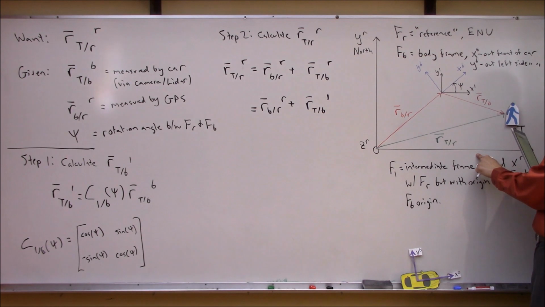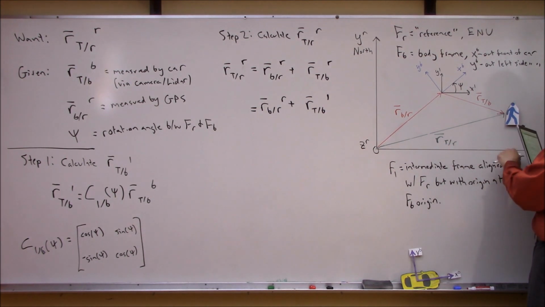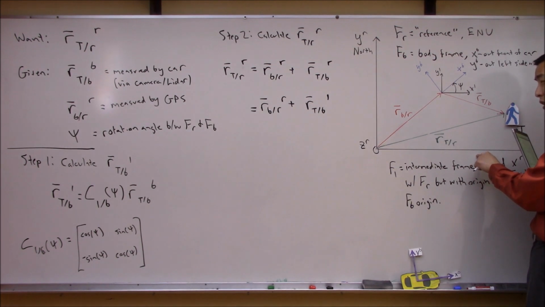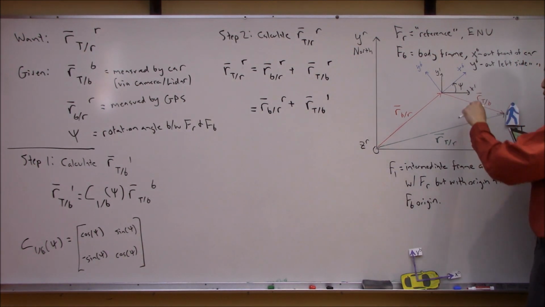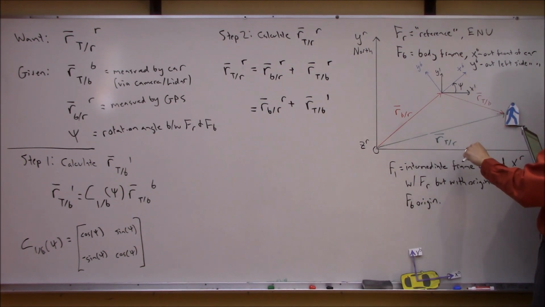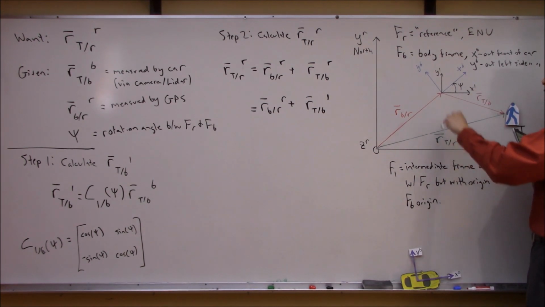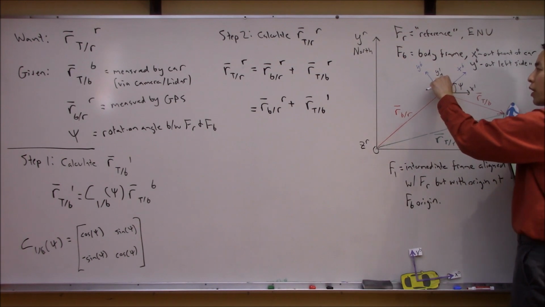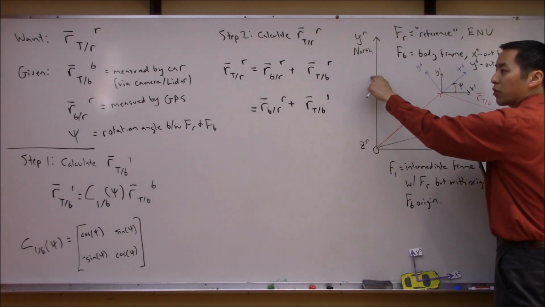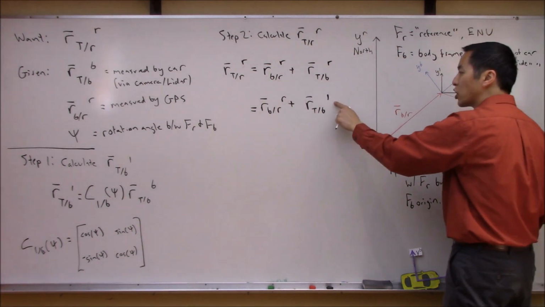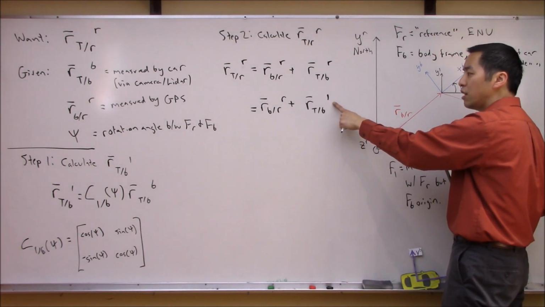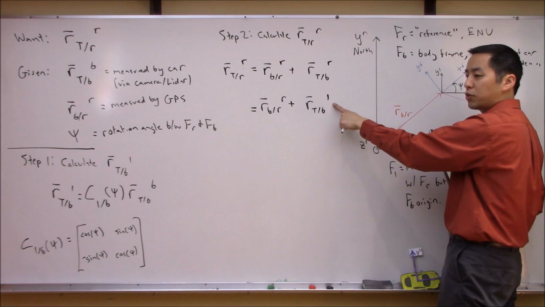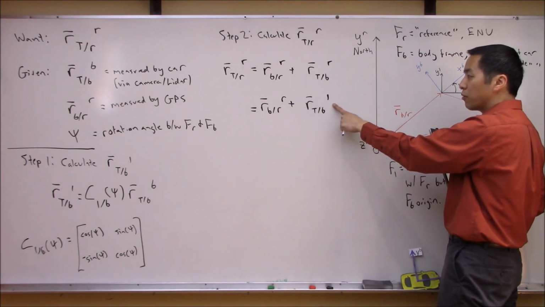So component-wise, the x components of the 1 frame will add directly to the x components of the R frame, and the y components of the 1 frame will add directly to the y components of the R frame, right? So actually, I can put in the superscript 1 here, right? It doesn't matter because these 2 frames are aligned. They are not rotated at all from one another. That's the beauty of it.